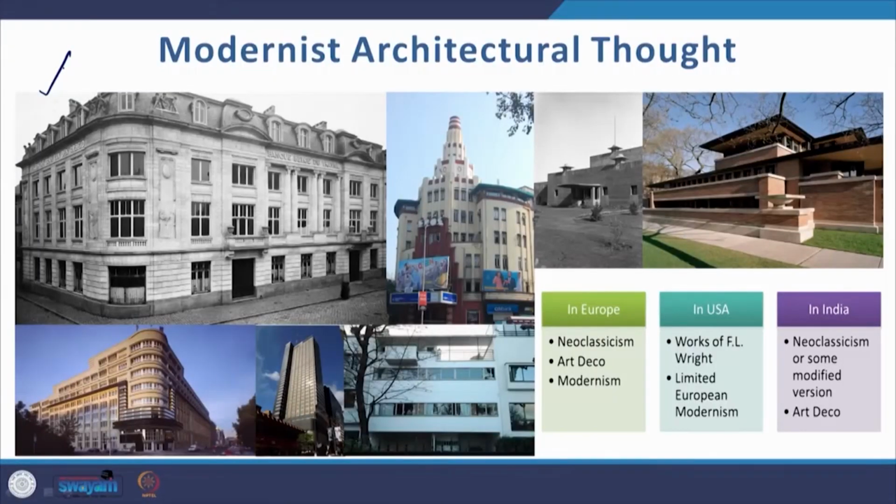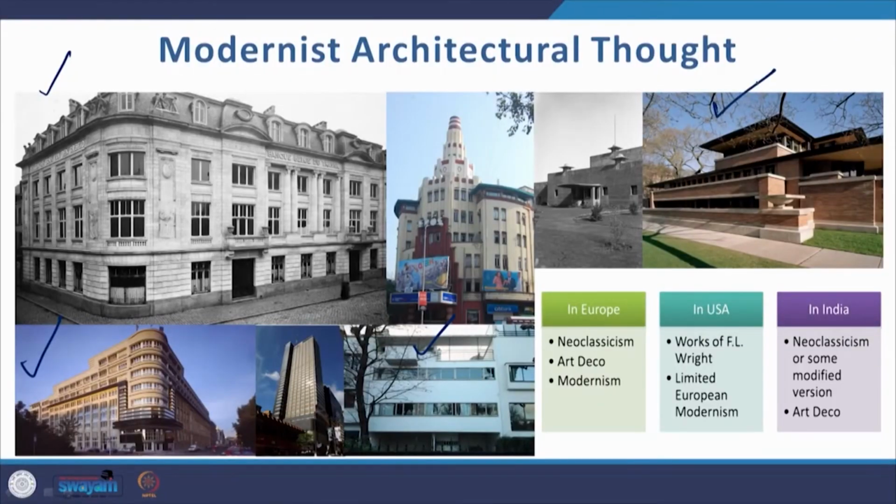Now the modernist architectural thought globally, of course there is so much more for me to say about it, but if I just put it together, what was at play in Europe, in the US and India. In Europe, three things were predominant. That was neoclassicism, as you see here in this building. There was Art Deco that you see here in this building, and then there was modernism: international style, minimalism, Bauhaus, functionalism, all under the umbrella of modernism, as you see here in Villa Stein by Le Corbusier.